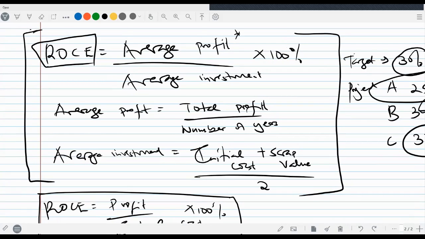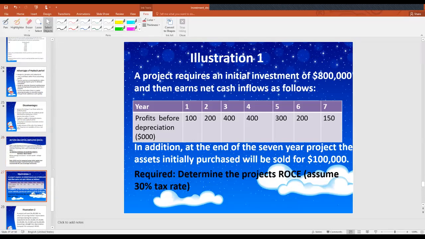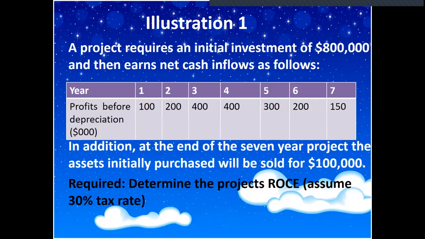Now I want you to do a question. Since you know how to get the profit and the average investment, I want you to do an example here. Let me see how far you can go. Go through this, then I will check. In the next 3 minutes, try to get the return on capital employed for this investment.